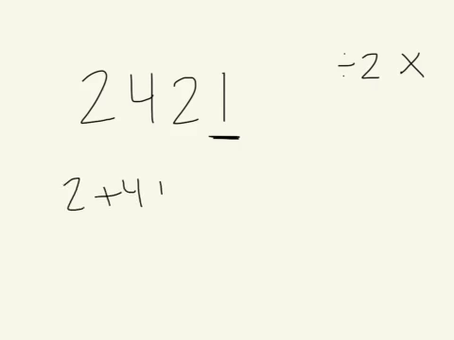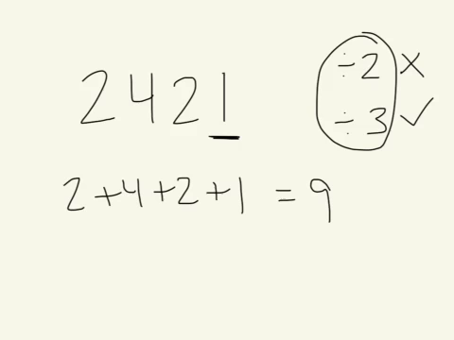Now let's take a look at 2421. We look at the ones place value. It's not an even number, so therefore divisible by 2 doesn't work. However, 2 plus 4 plus 2 plus 1 gives us 6, 7, 8, 9. 9 is divisible by 3, so the divisibility of 3 works. However, it has to be both of them. It has to be both divisible by 2 and divisible by 3, so 2421 is not divisible by 6.